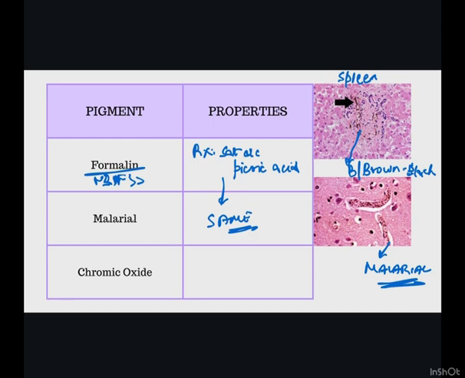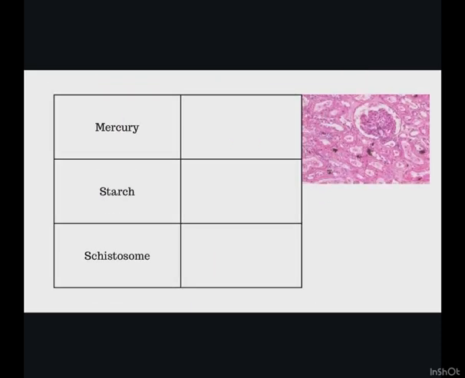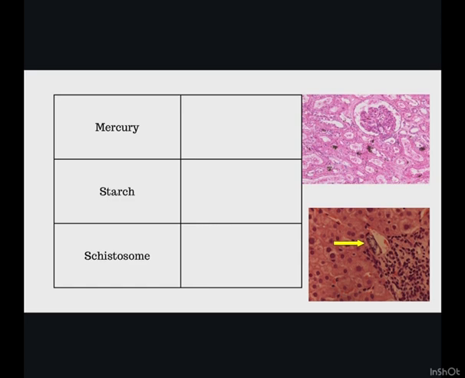So next is chromic oxide. Chromic oxide usually occurs in tissues which are fixed with chromic acid or dichromate containing fixatives. This is usually treated by 1% acid alcohol solution. The next is mercury. Mercury, as you can see here, are brownish black pigments, and these are usually present in tissues which have been fixed in mercury containing fixatives. This is usually treated with iodine solution.